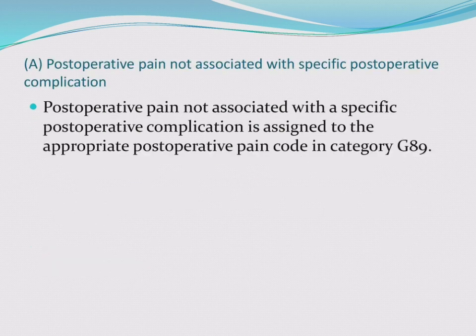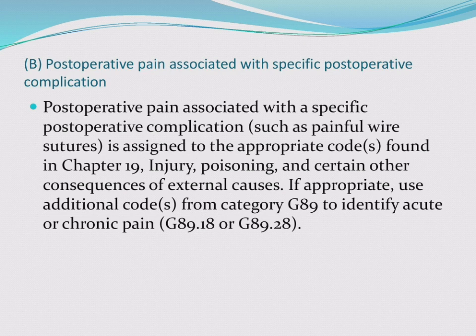a. Postoperative pain not associated with specific postoperative complication. Postoperative pain not associated with a specific postoperative complication is assigned to the appropriate postoperative pain code in category G89. b. Postoperative pain associated with specific postoperative complication. Postoperative pain associated with a specific postoperative complication, such as painful wire sutures, is assigned to the appropriate codes found in Chapter 19, injury, poisoning, and certain other consequences of external causes. If appropriate, use additional codes from category G89 to identify acute or chronic pain, G89.18 or G89.28.